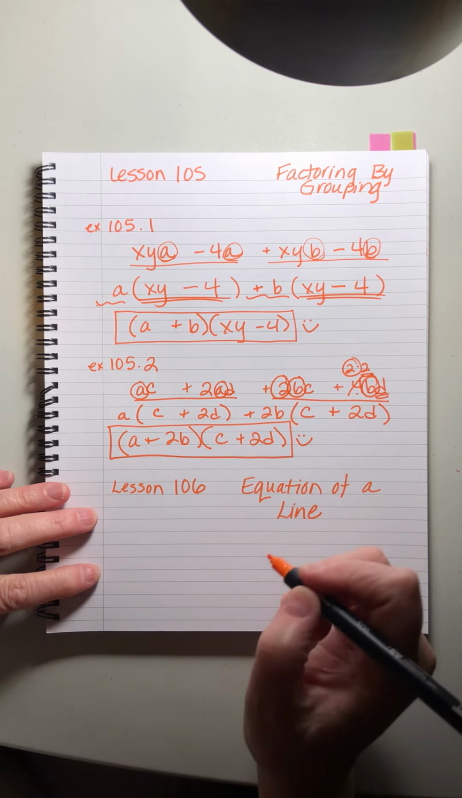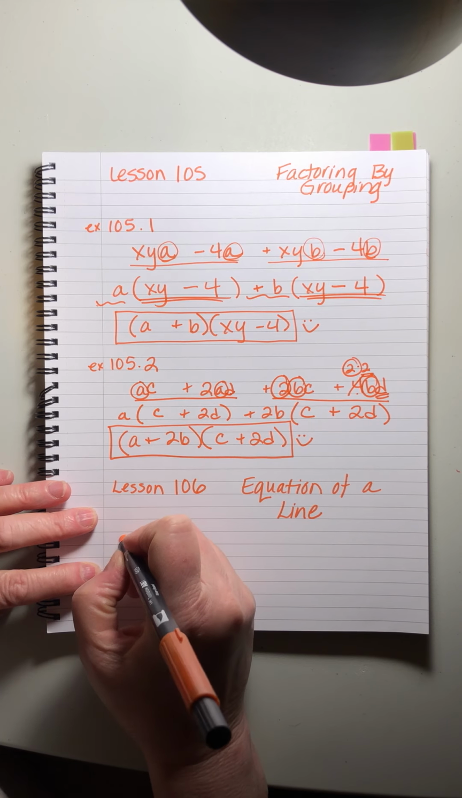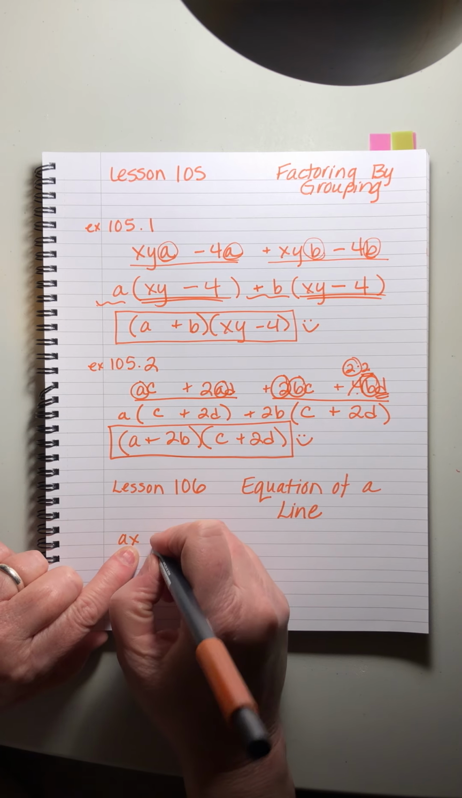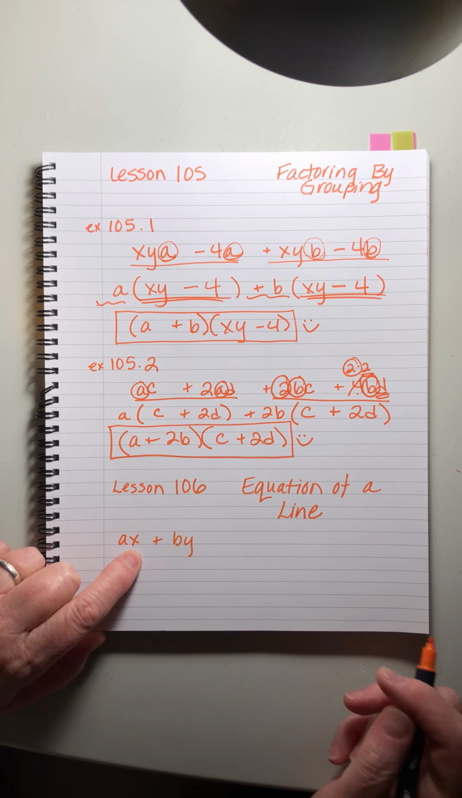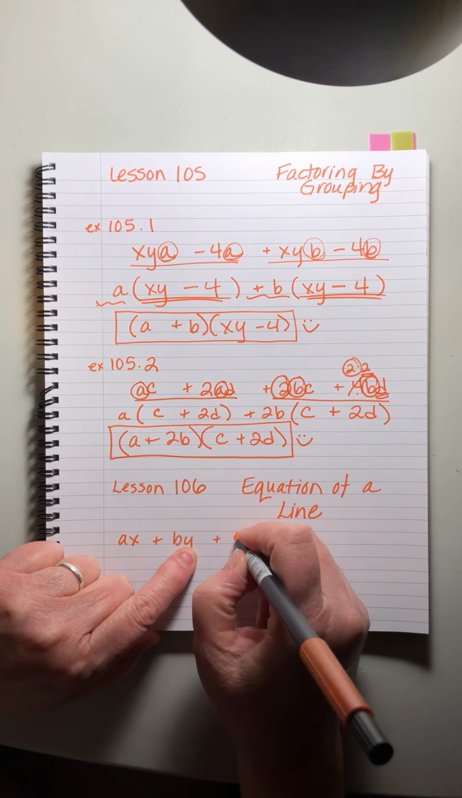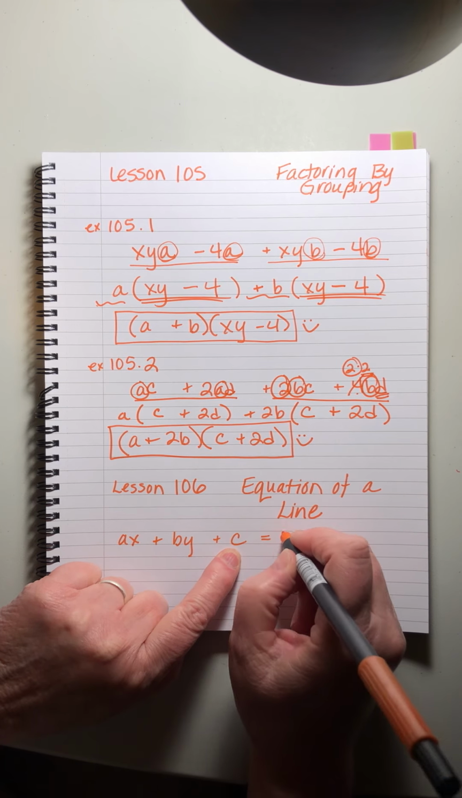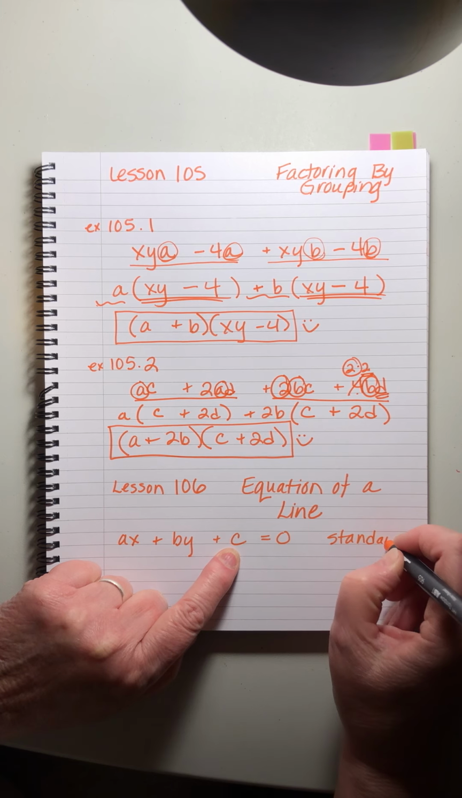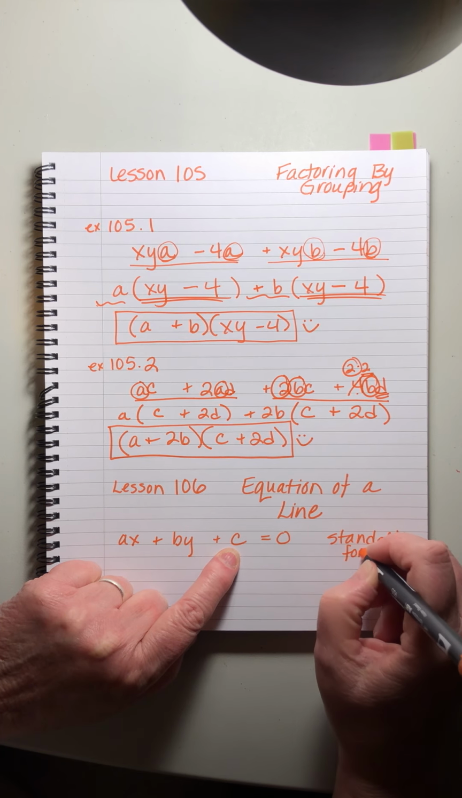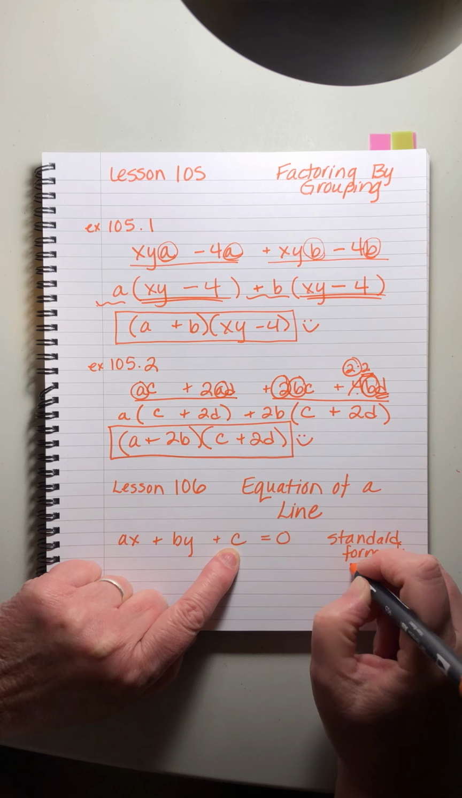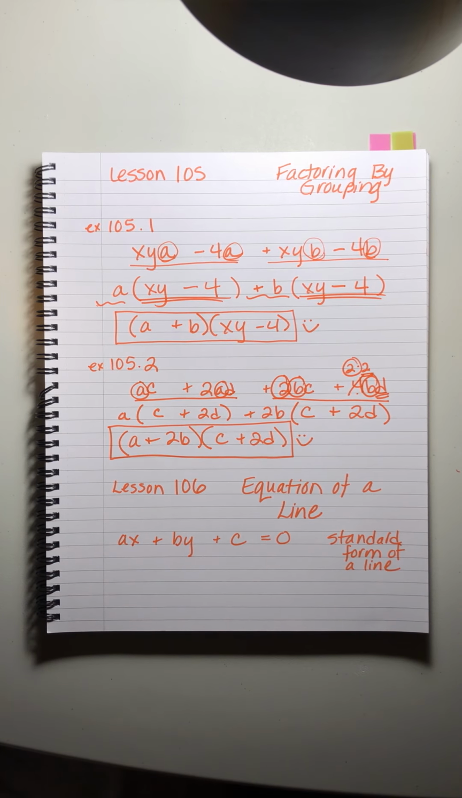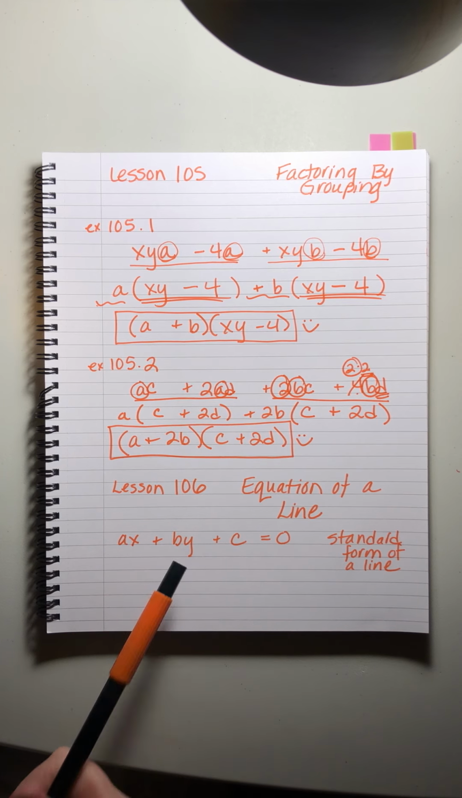The standard form of an equation of a line looks like this: some number times an x, plus some number times a y, plus a third number by itself, equals zero. We call this the standard form of a line.